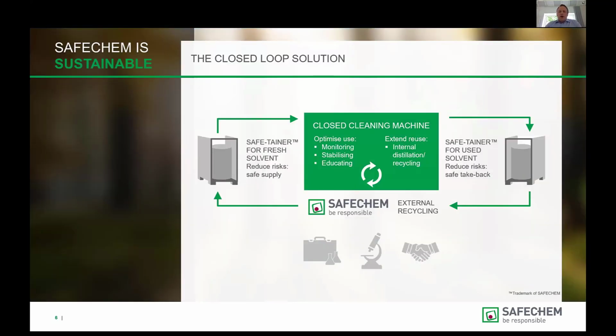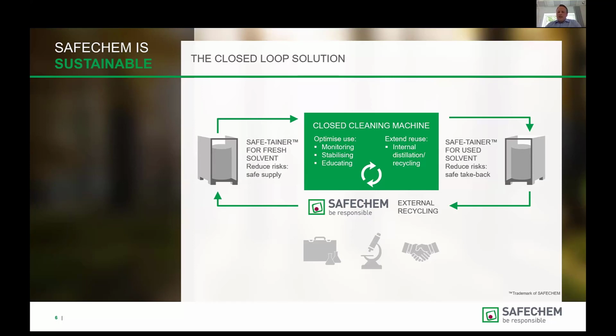So what is the process? Just to illustrate that a bit to you, what you see here on the left-hand side is the SafeTainer system for fresh solvent, which is supplied to the customer, safe supply, risk managed, and the solvent is then transferred into the cleaning machine. Those are these days hermetically sealed, closed cleaning machines. And inside of the cleaning machine is already the first and most important circular economy aspect, because the solvent is continuously running in cycles within the machine.